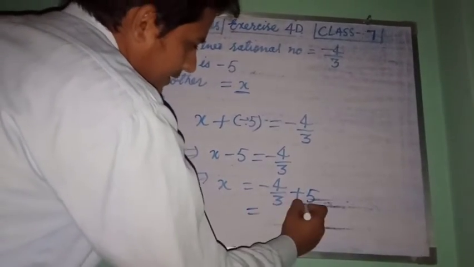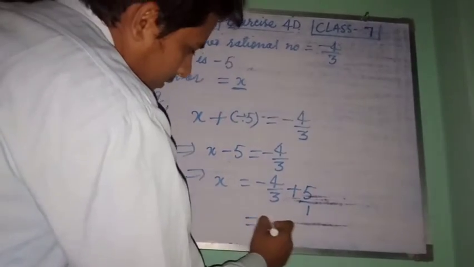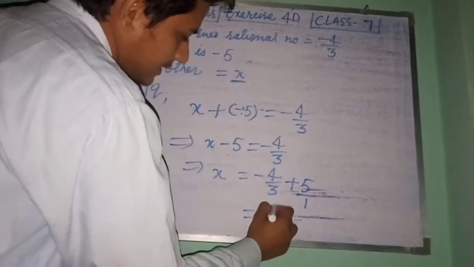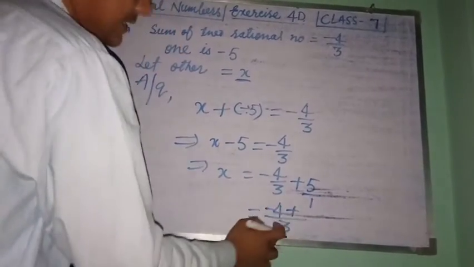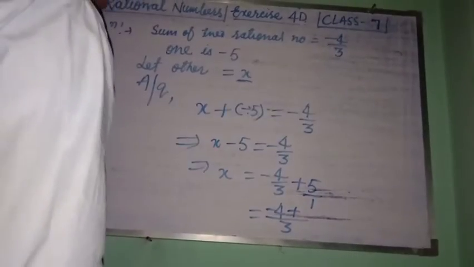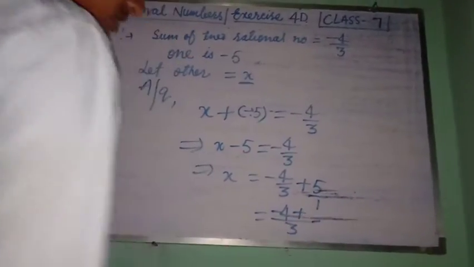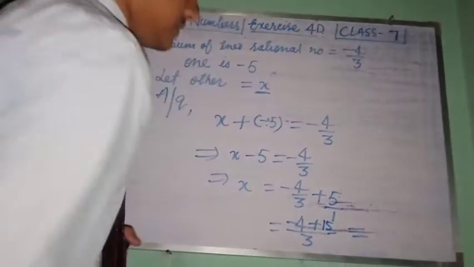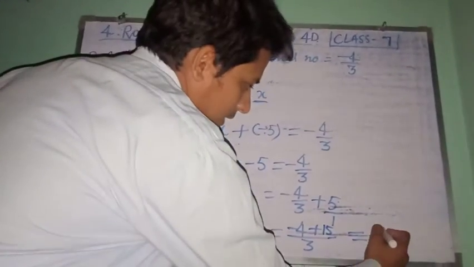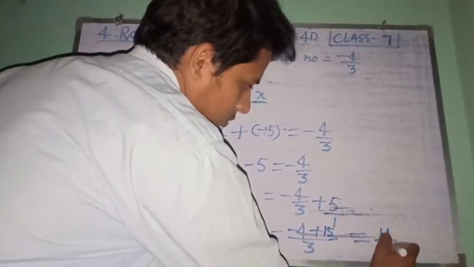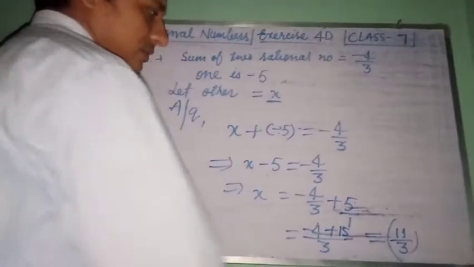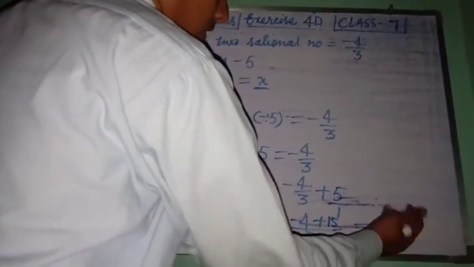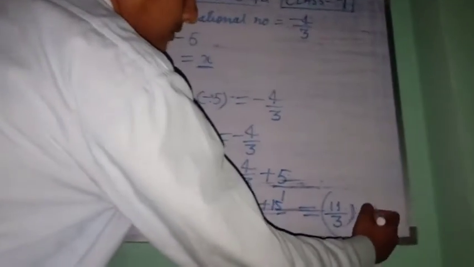Now here we can easily solve. Take the LCM of 3 and 1. Here is 3 LCM. Divide 3 by 3, 1, multiply by minus 4. Here is plus 3 divided by 1 gives us 3, multiplied by 5, this is 15. Now this is equal to 11 by 3. This is your answer. Or we can write this improper fraction as a mixed fraction.